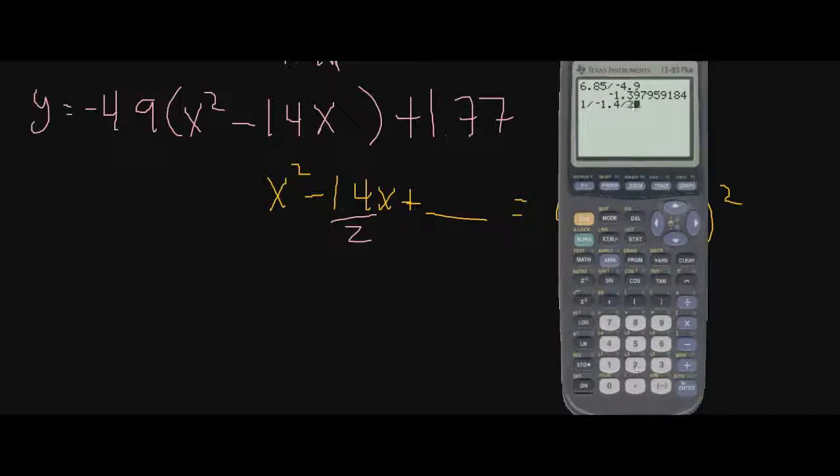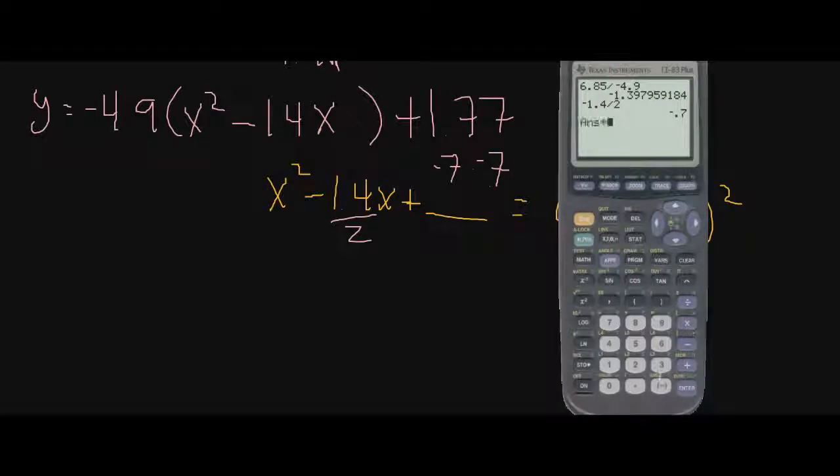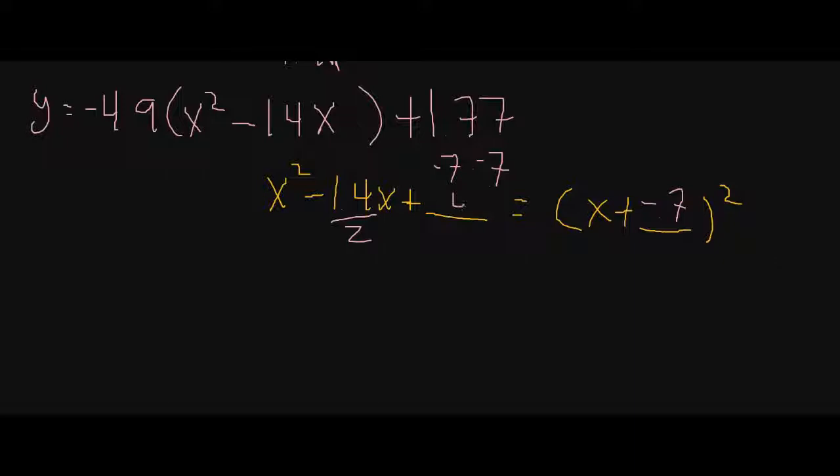So let's just go and do it: negative 1.4 divided by 2. And that's negative 0.7, so we're going to get negative 0.7, right? And now we just multiply it by itself, negative 0.7 times negative 0.7. That is going to be a positive, because the negatives cancel out, 0.49. So that's going to be the number that we want to add inside here, right? And then, of course, we've got to subtract it like we did on the other video.